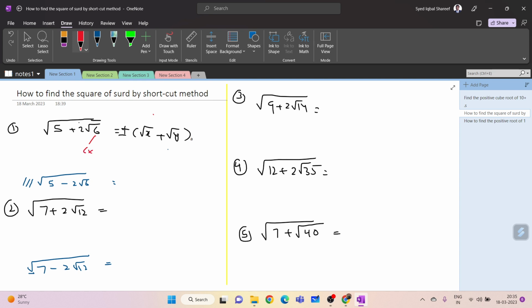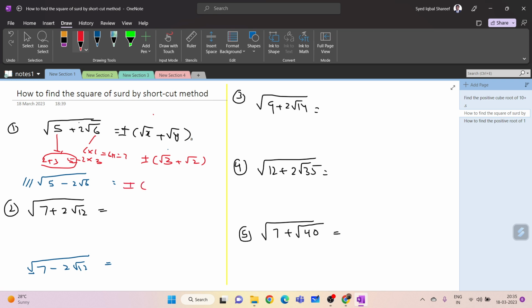What are the factors of 6? 1 and 6, 2 and 3. Anything else? No. Now add the factors. 6 plus 1 is 7 and 2 plus 3 is 5. Here we have 5. So first you have to write the biggest number. Biggest number is root 3, and the small number is root 2. So we have to take root 2.